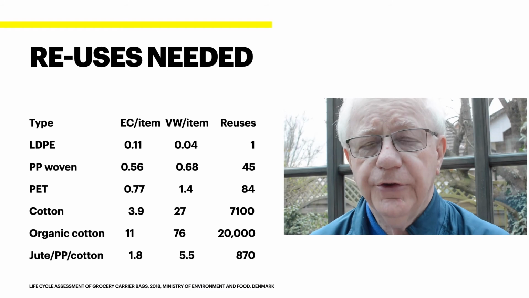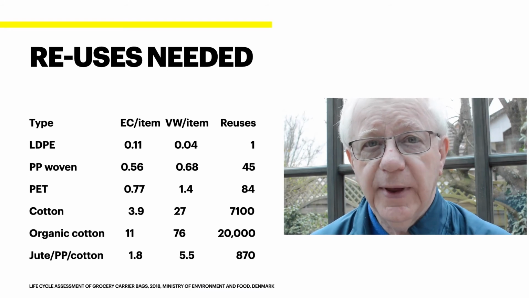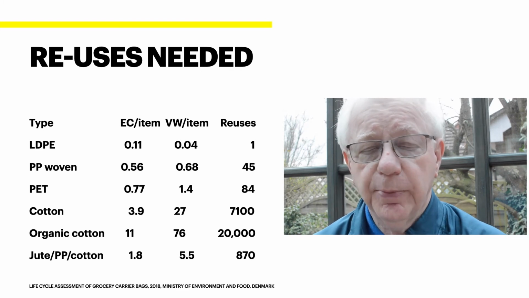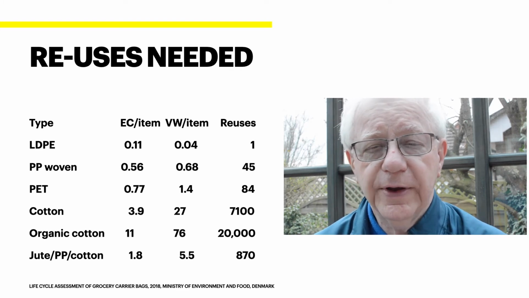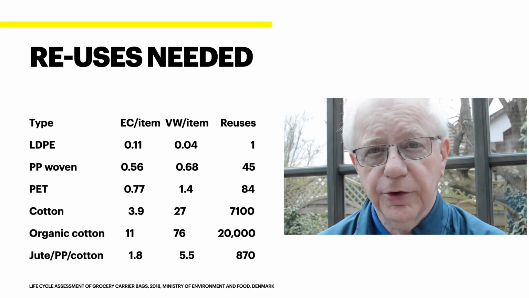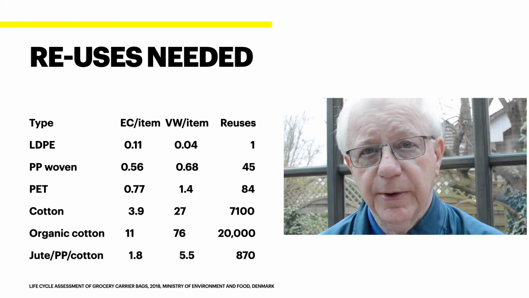This is a Danish study about grocery shopping bags. The standard item here is one low-density polyethylene, a normal kind of plastic bag. Another one is a polypropylene bag of a woven nature, a PET bag, a standard cotton bag and an organic cotton bag, and finally a jute polypropylene cotton hybrid mixture.